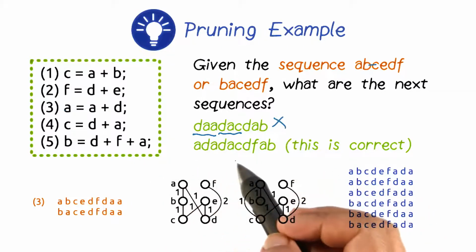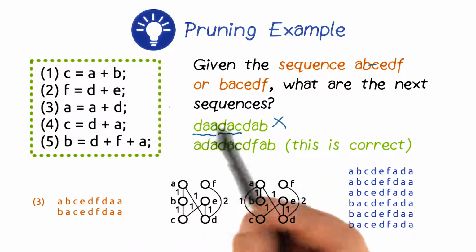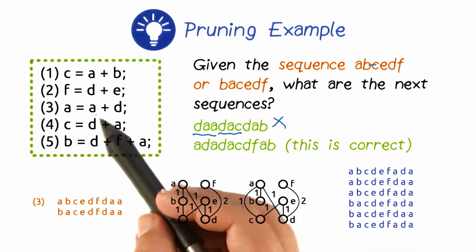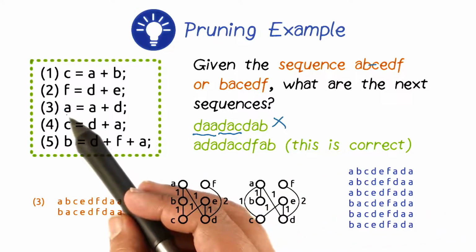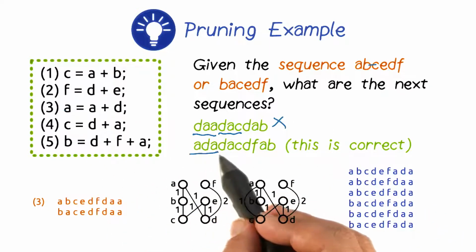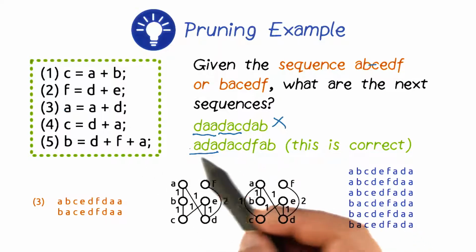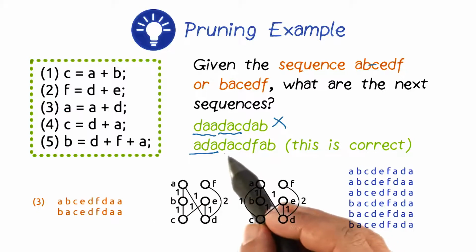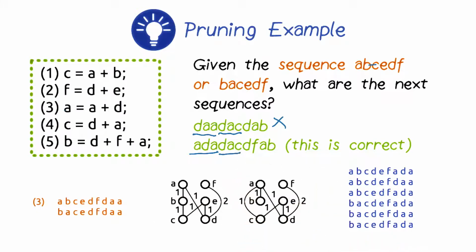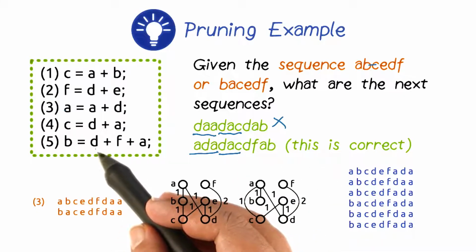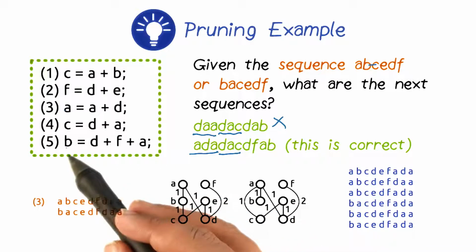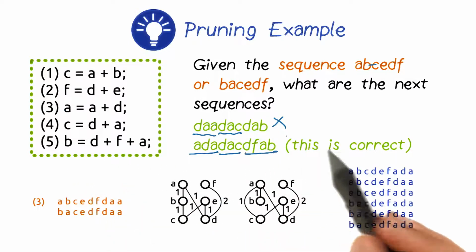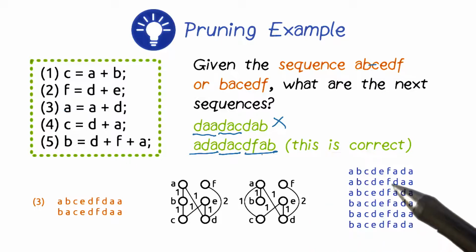Whereas if you analyze this one, this is correct, because after these two, the next one could be A followed by D followed by A, that is this, and then we have D followed by A followed by C, that is also correct, and then we have in the end D followed by F followed by A followed by B, which is also correct. So this is the right access sequence.